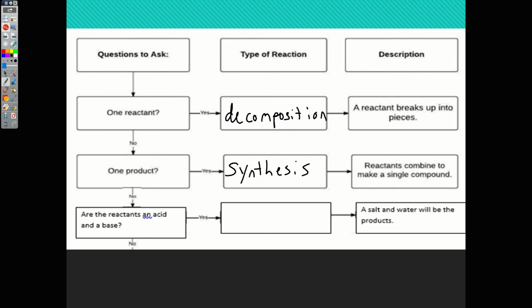If you still answer no, then you ask yourself the question: are the reactants an acid and a base? An acid and a base produce salt and neutral water, so that is your neutralization. All right, so if an acid and a base are your reactants, it is neutralization. Make sure you guys have those down in your notes.